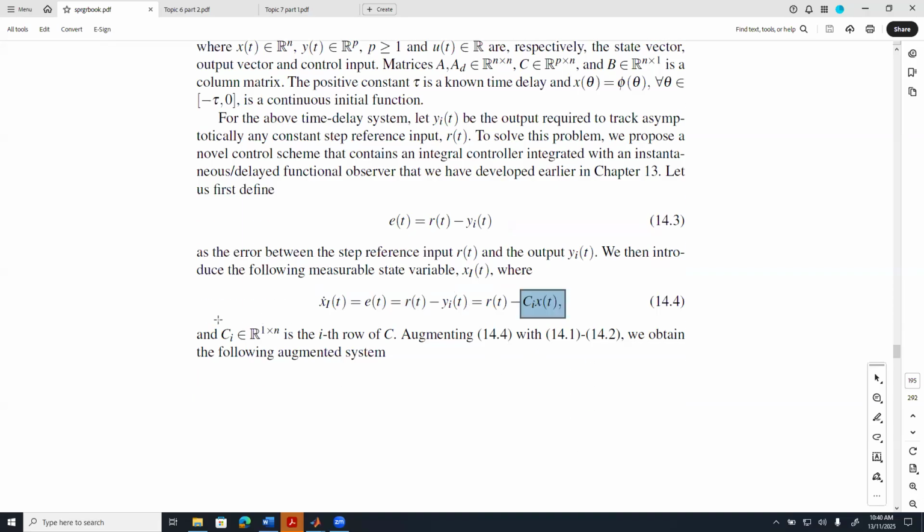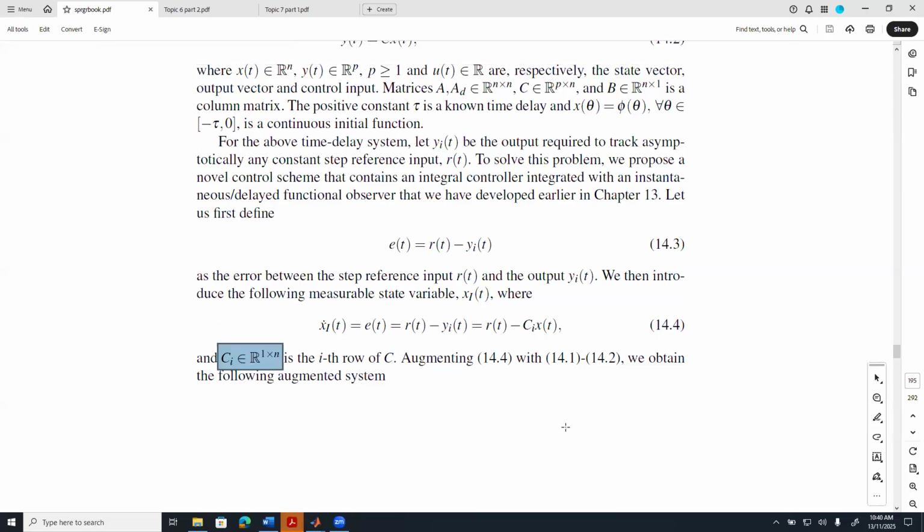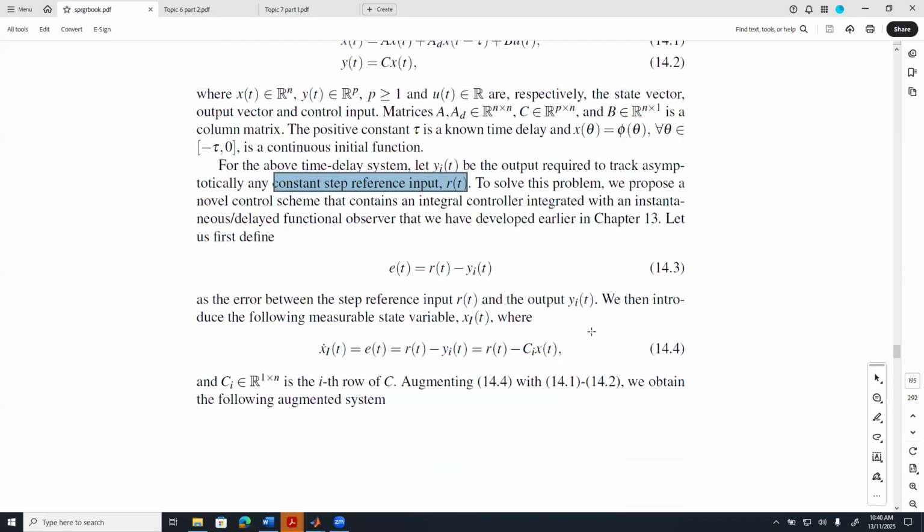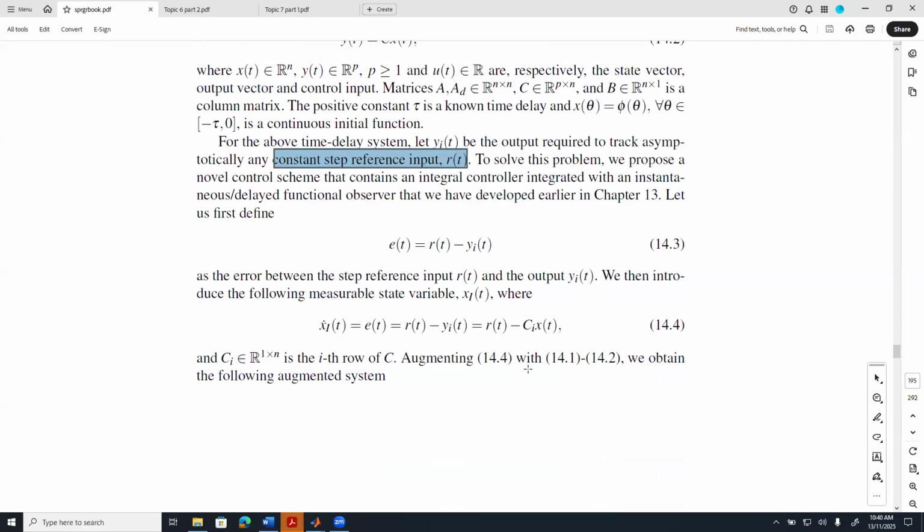And so here ci is just a row, and that is the one associated with a particular output measurement that we wanted to track asymptotically, any constant step reference input. Okay, so these are just classical problems in the literature.